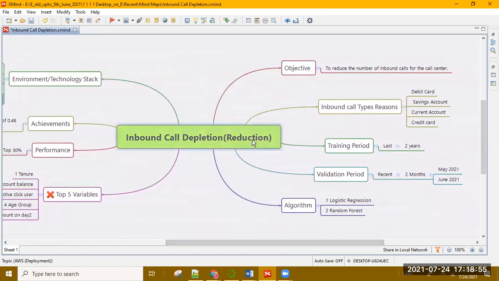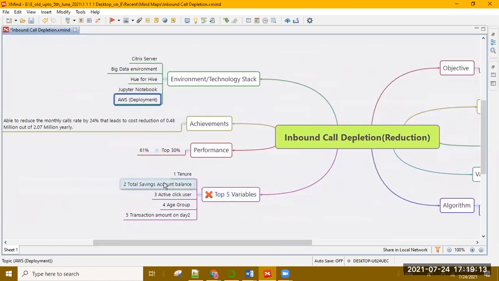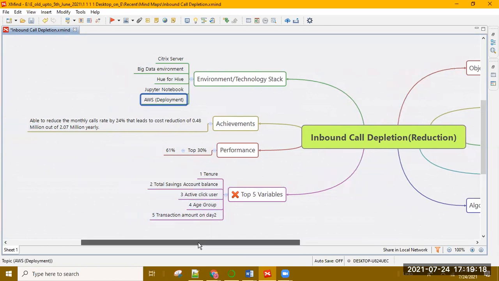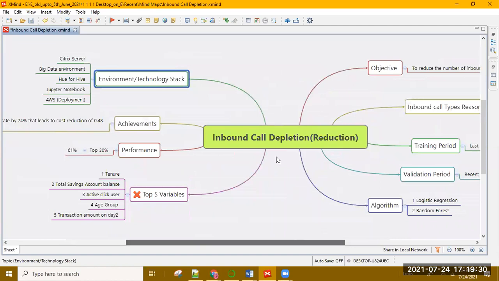So very quickly to summarize once more, the objective of this project is to reduce the number of incoming calls. Then what are the reasons people are calling for: their debit card, savings account, current account and credit card. The training period is 2 years, the validation period is 2 months, and the algorithms we tried are logistic regression and random forest. Top variables are tenure, saving balance, whether the app is active or not, age group, and transaction amount on day two. Then performance is 61% in the top 30%. Achievement is 24% calls reduced, with this much benefit. And these are the technologies used: Hive, Jupyter Notebook, and AWS.